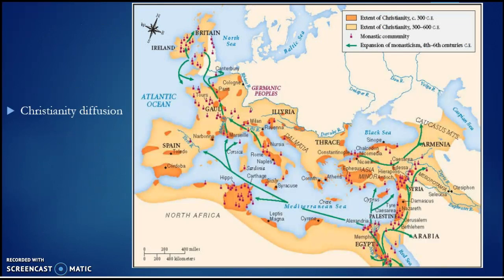This map reflects Christianity's diffusion throughout Europe during the Roman Empire. You can see the pockets in darker orange were around the start of the 4th century of the current era, and this is a time right before Christianity was adopted as the official religion of the Roman Empire. So between 300 and 600 AD, or current era, you could see the lighter shades of orange, and that reflects the growth of Christianity and the diffusion of Christianity after the Roman Empire adopted it as its official faith.